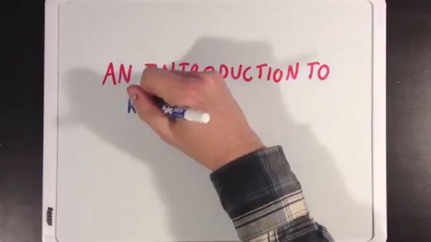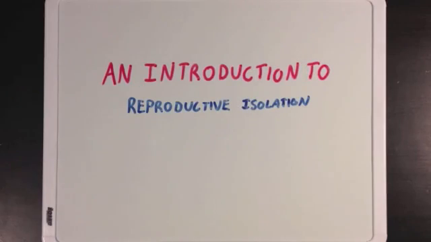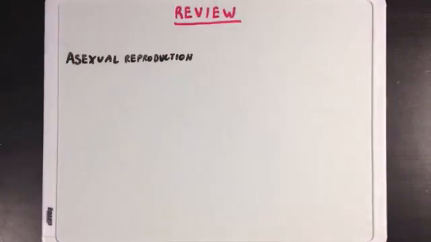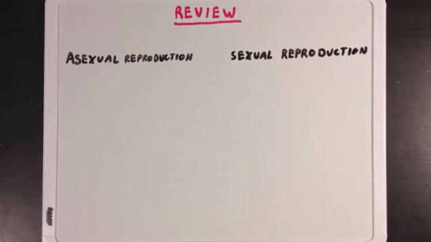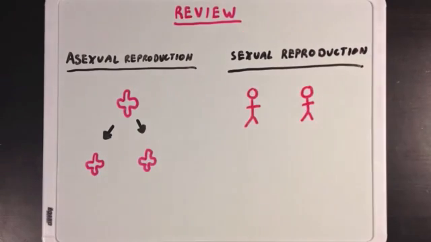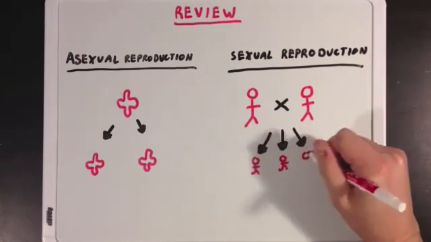Have you ever wondered how we classify different organisms into different species? Well, before we look at that, let's go over the difference between asexual reproduction and sexual reproduction. In asexual reproduction, one organism, like a single bacterium, will divide into two daughter cells that are both genetically identical to the original cell.